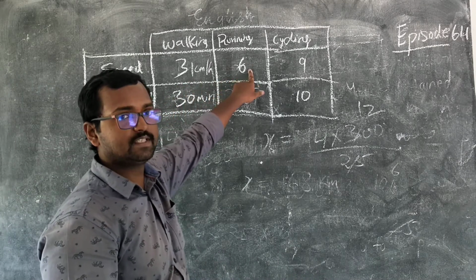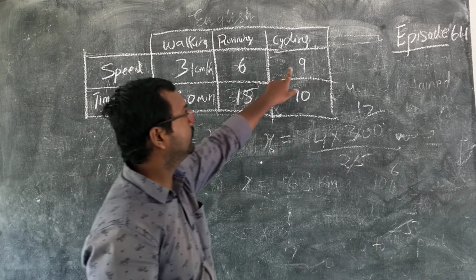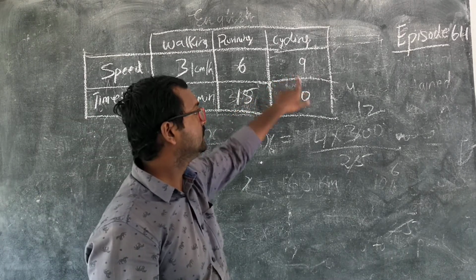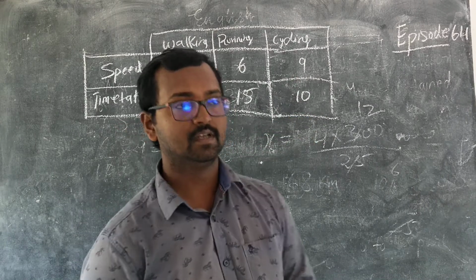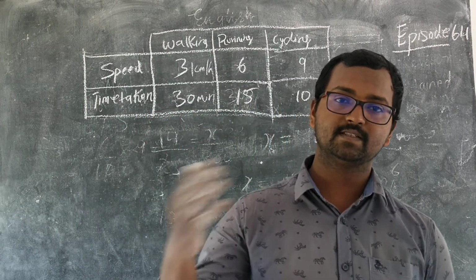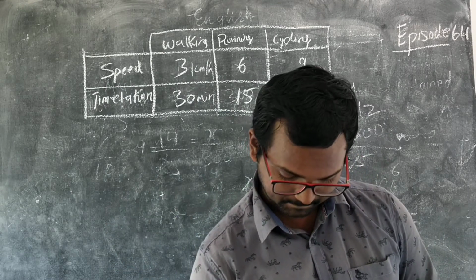If you increase the speed to 6, the time taken will be reduced. If you further increase the speed, the time taken will reduce further. So this is called inverse proportion, where a certain quantity increases and a certain quantity automatically reduces.